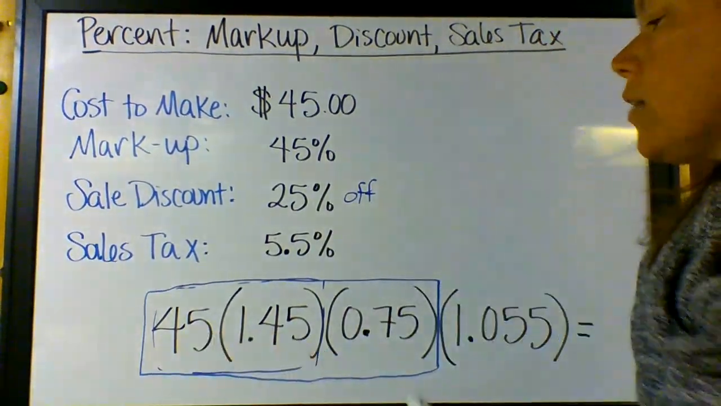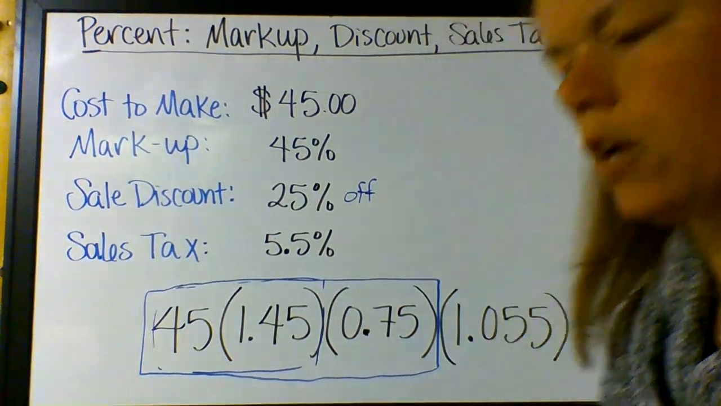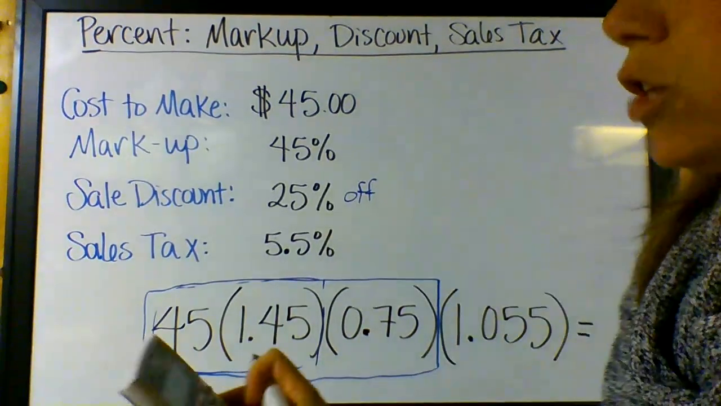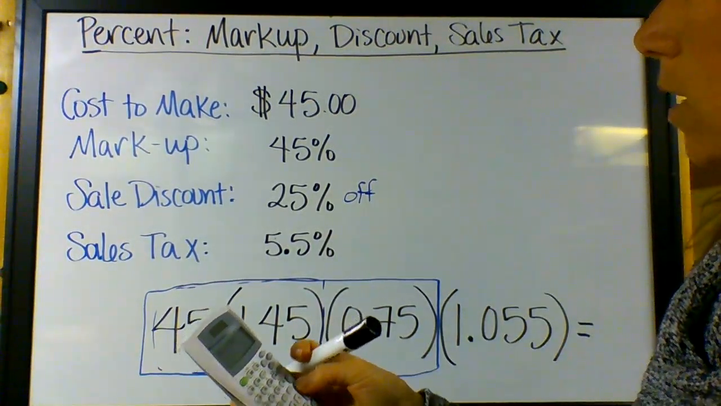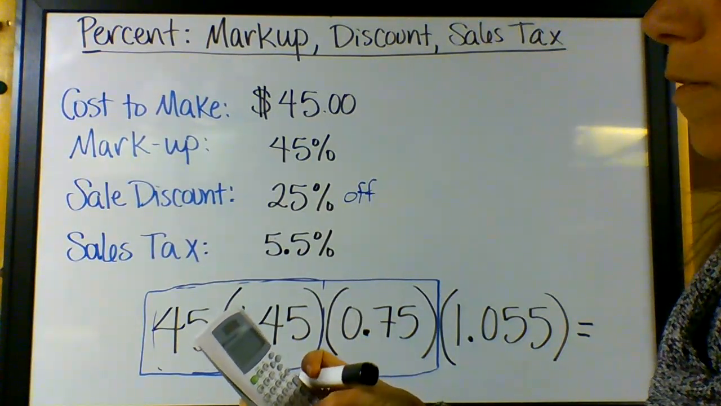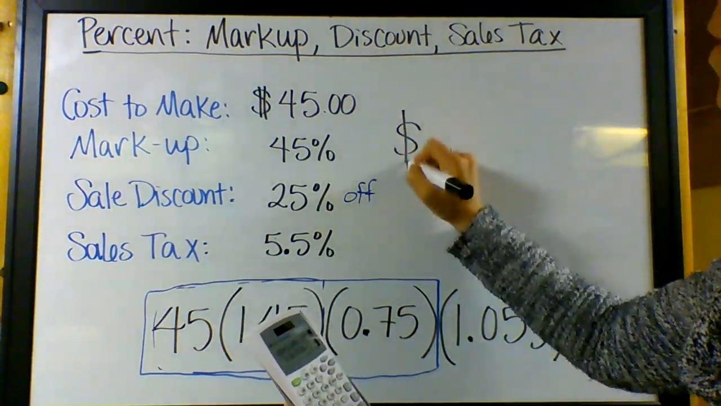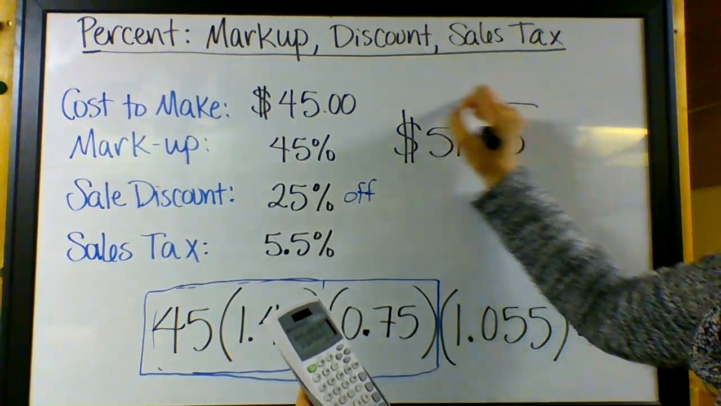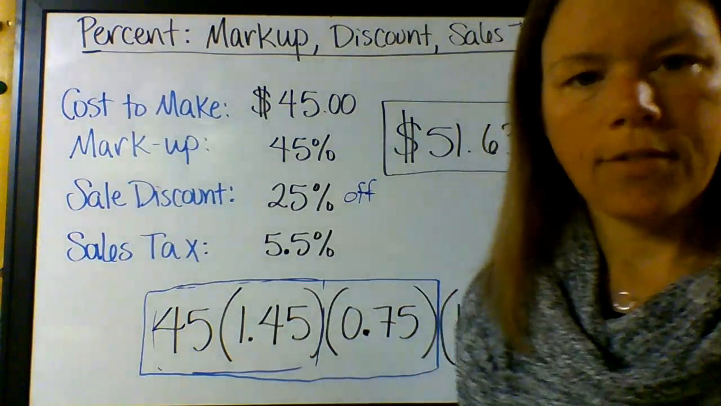So if you didn't get a calculator, then go ahead and get your calculator and put this through. 45 times 1.45. Let's double check. 45 times 1.45 times 0.75 times 1.055 equals, I got the same thing again. So let's see, my answer is $51.63. All right, so that's what someone would pay at the cash register.